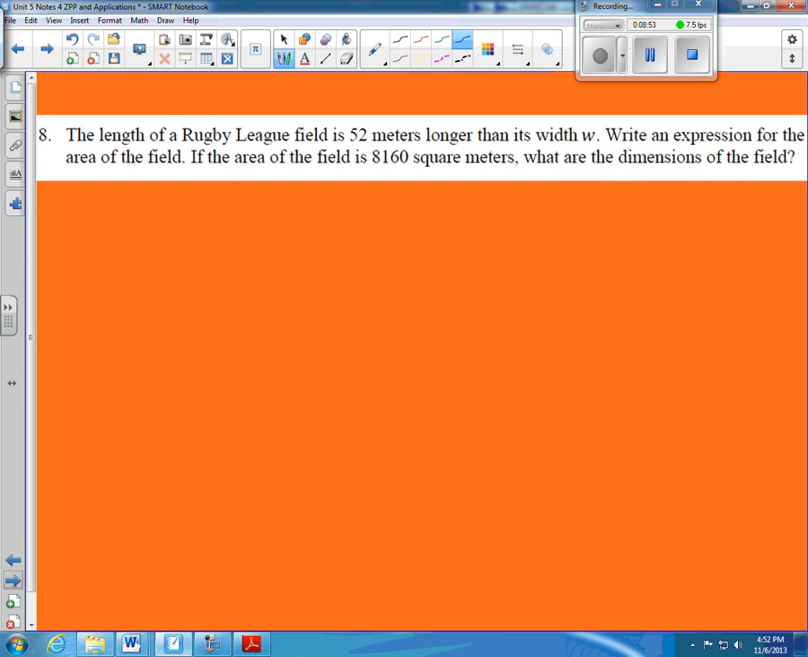All right. We are going to finish up our word problems tomorrow in class. So we have problems 8, 9, and 10. I just want to set 8 up for you, and then see if you can give 8 a try, and we'll start off with class there. It says the length of a rugby field is 52 meters longer than its width W. So write an expression for the area of the field. Field, it's a rectangle, and width is W, and it says the length is 52 meters longer.